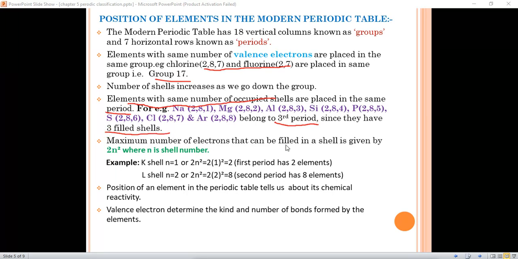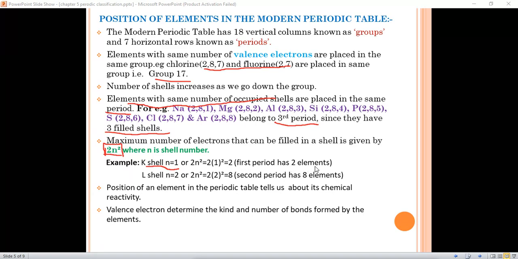The maximum number of electrons that can be filled in a shell is given by the formula 2n square, where n is the shell number. This formula we use to accommodate the electrons in a particular shell. For example, in the K shell, n is equal to 1. So which formula will we use? 2n square. In place of n, we'll put 1. 2 into 1 square is equal to 2.